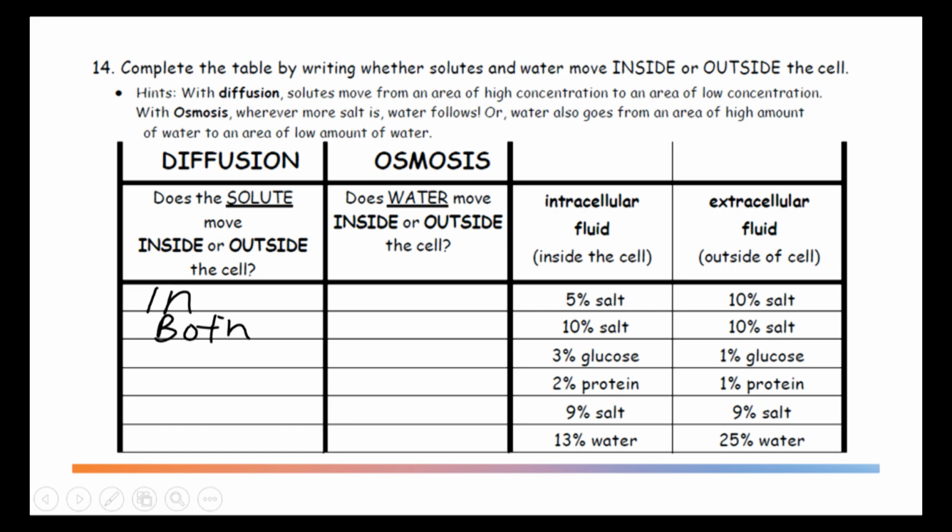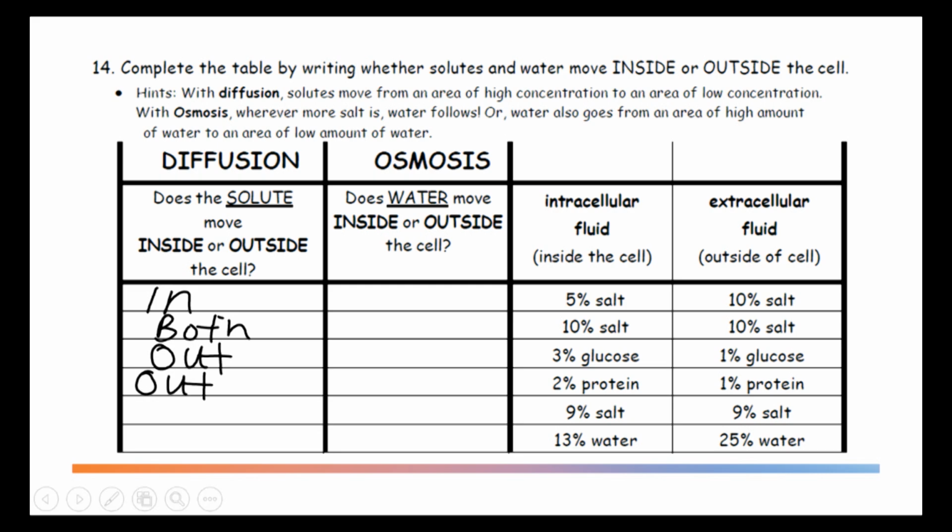Great. All right, so now we got 3% glucose on the inside and 1% on the outside. We're moving from high to low, so the overall here is going to be, it's mostly moving out. All right, now we got 2% protein inside the cell, 1% on the outside of the cell, so the overall change here is going to be out again.